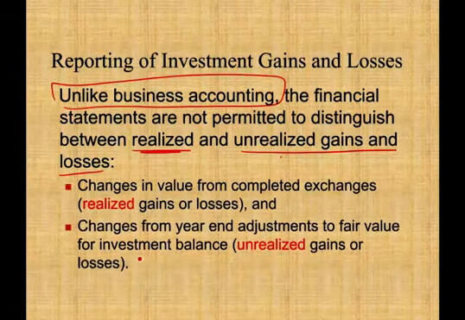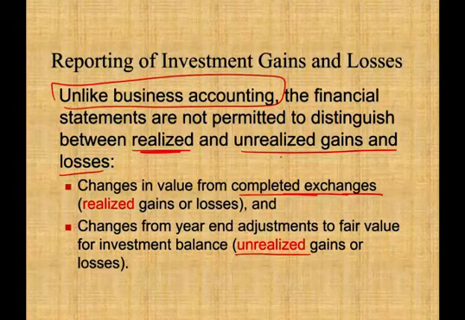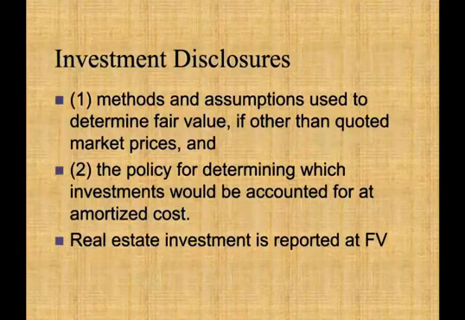Changes from year to year are adjustments to fair value, unrealized gains and losses. So you don't have to differentiate between realized and unrealized. Realized is the completed exchange when you actually sell them. Unrealized is the change from year to year. You don't differentiate between those two. Also, for investments, you have to have certain disclosures: the method and assumptions used to determine the fair value.